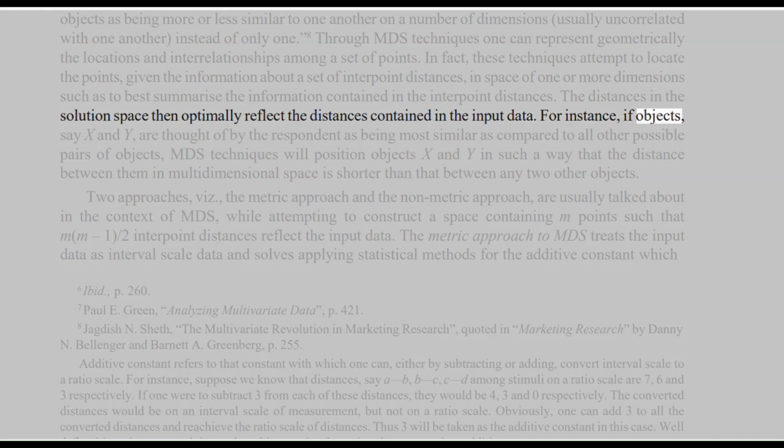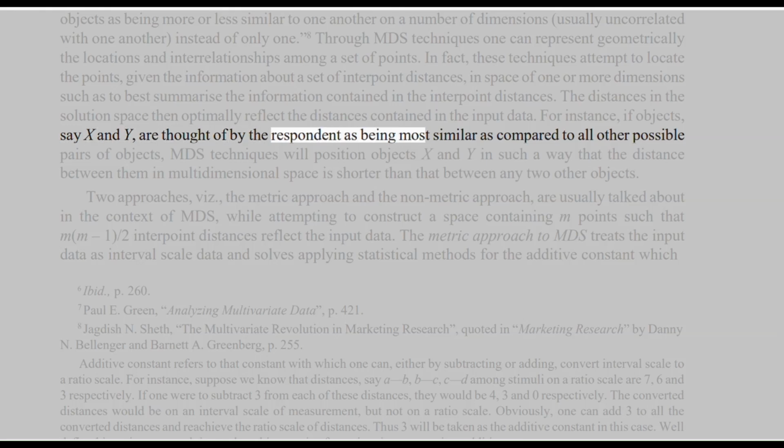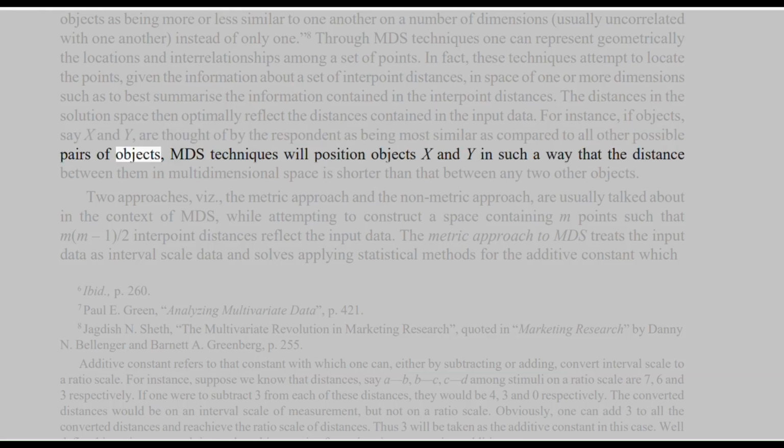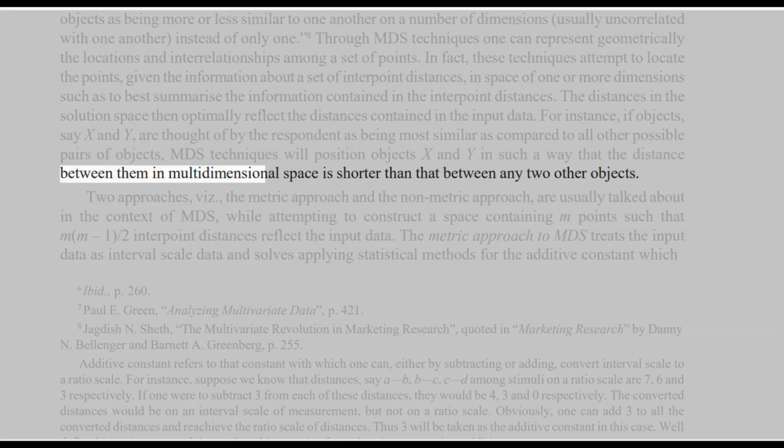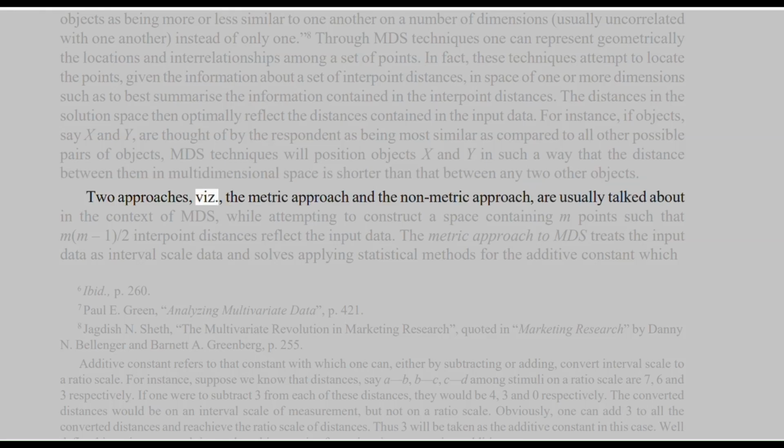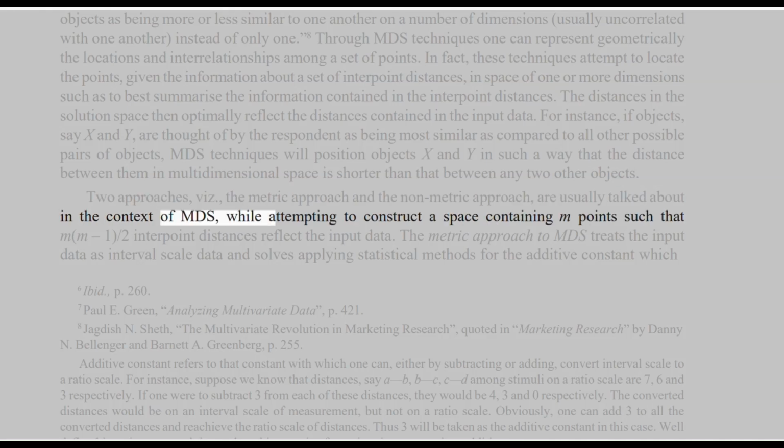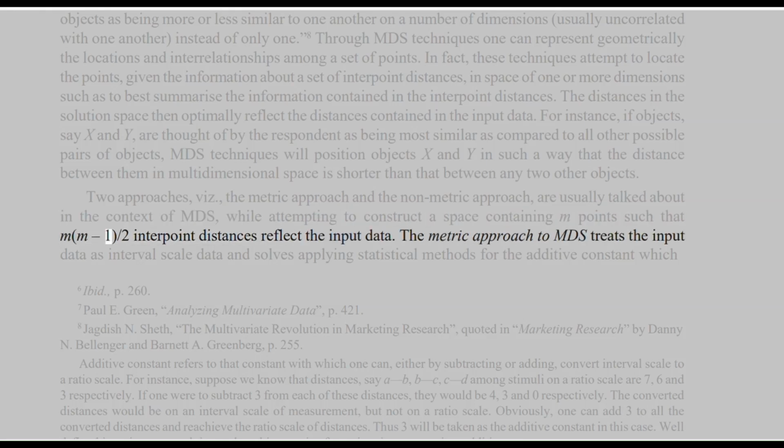For instance, if objects, say X and Y, are thought of by the respondent as being most similar as compared to all other possible pairs of objects, MDS techniques will position objects X and Y in such a way that the distance between them in multidimensional space is shorter than that between any two other objects. Two approaches, viz., the metric approach and the non-metric approach, are usually talked about in the context of MDS, while attempting to construct a space containing M points such that M(M-1)/2 interpoint distances reflect the input data.